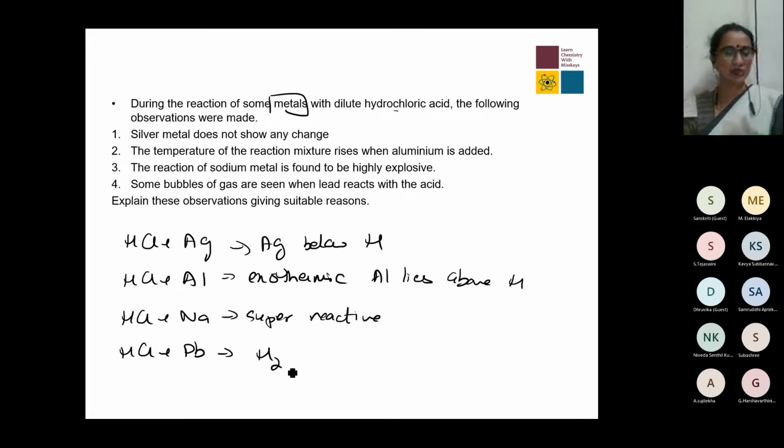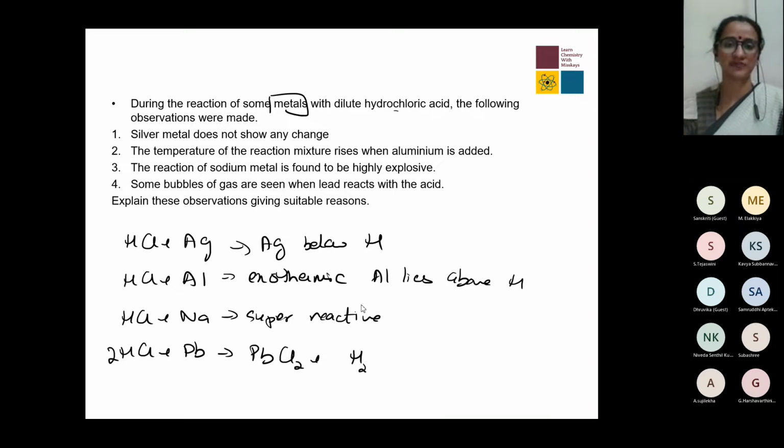Now, one more interesting thing about this observation is that this bubbling doesn't continue for a long time. It stops in between, because after a period of time the lead metal gets coated with an unreactive coating, and the reaction stops taking part. If you want a complete reaction for this, let me give it to you: Pb plus HCl gives PbCl2 plus H2. This would be your overall reaction for this particular question.